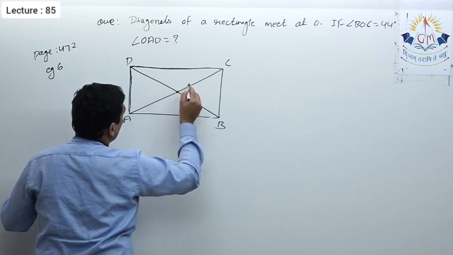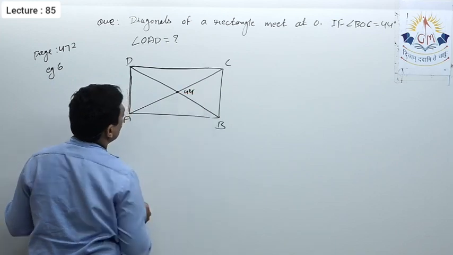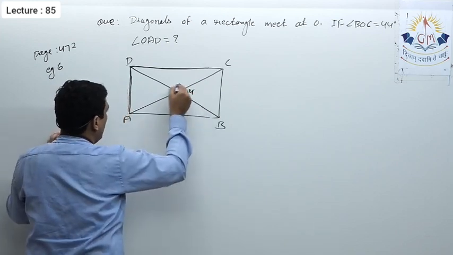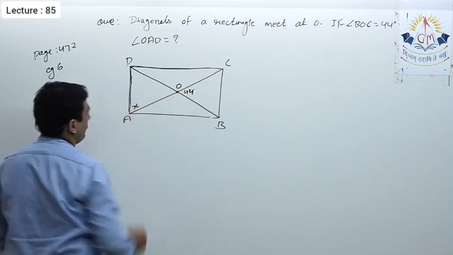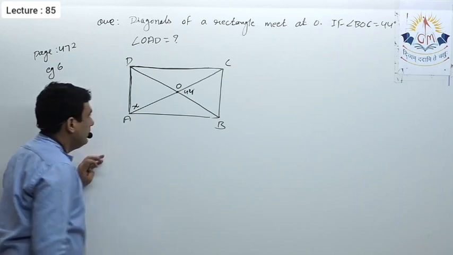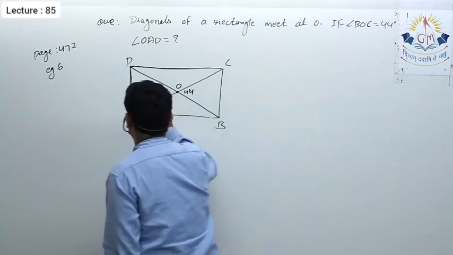So this angle BOC is equal to 44 degrees, that is given to you, and you have to find the measure of angle OAD. OAD, that means this angle. This you have to find. So let us get the measure of this angle x.